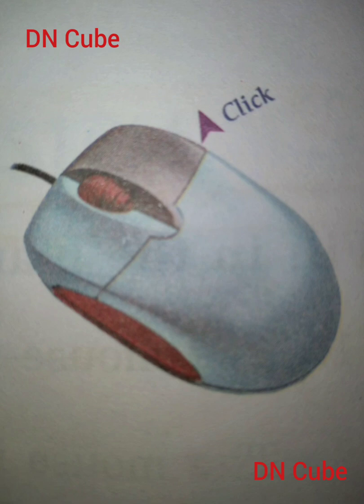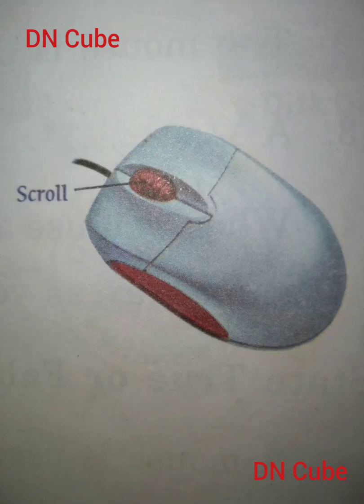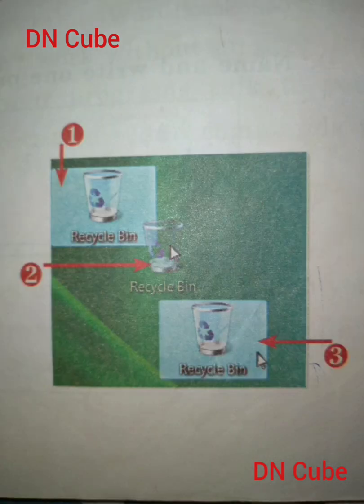Okay. Then we have discussed about scroll wheel. Scroll wheel is at the center of the mouse. This is in between left button and right button. This scroll wheel is used to see the different parts of the window. It is generally used to scroll the content of the active window.